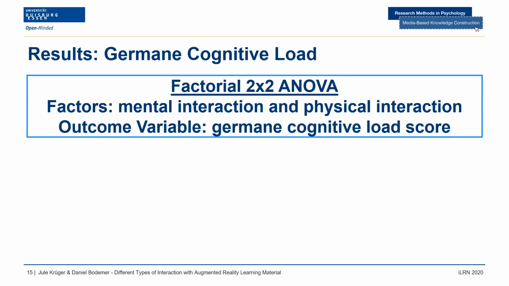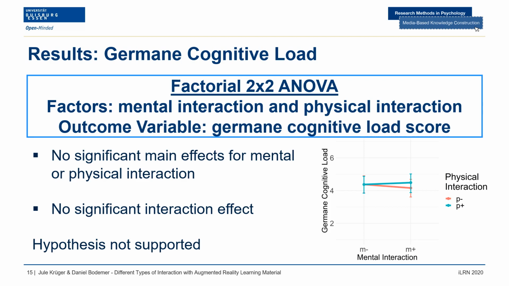To test if germane cognitive load was influenced by mental and physical interaction, another 2x2 ANOVA was executed. No significant main effects or interaction effect were found, showing that both types of interaction did not have a significant influence on GCL. These results do not support our hypotheses that both mental and physical interaction have an influence on GCL with a higher influence of mental interaction.